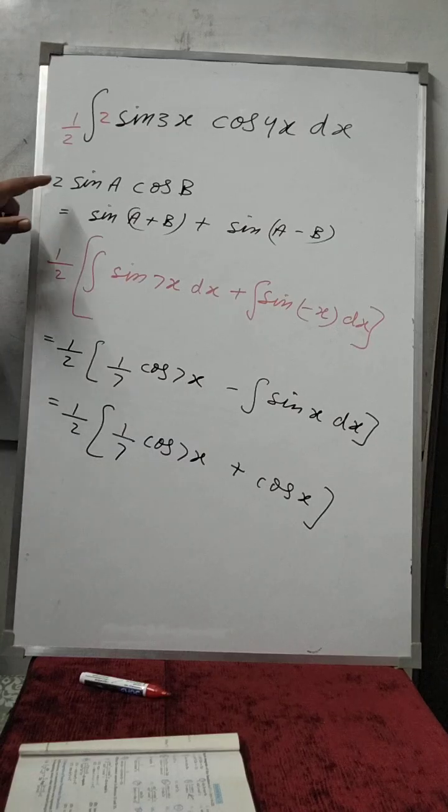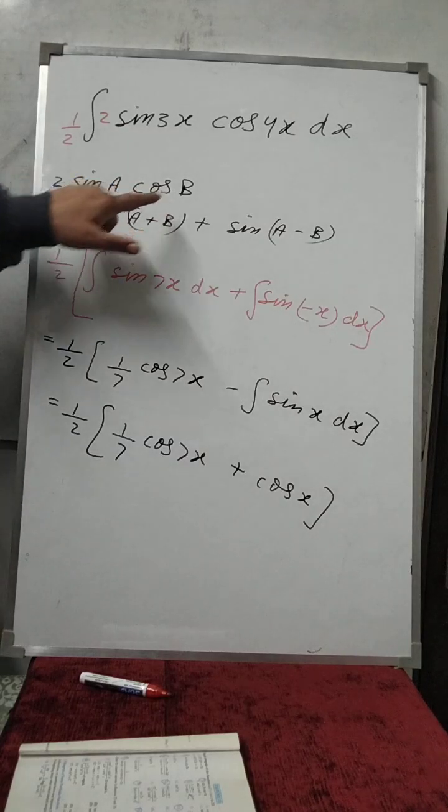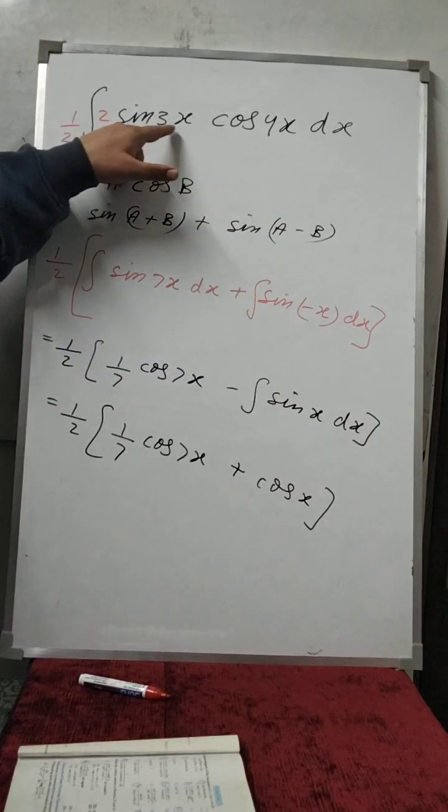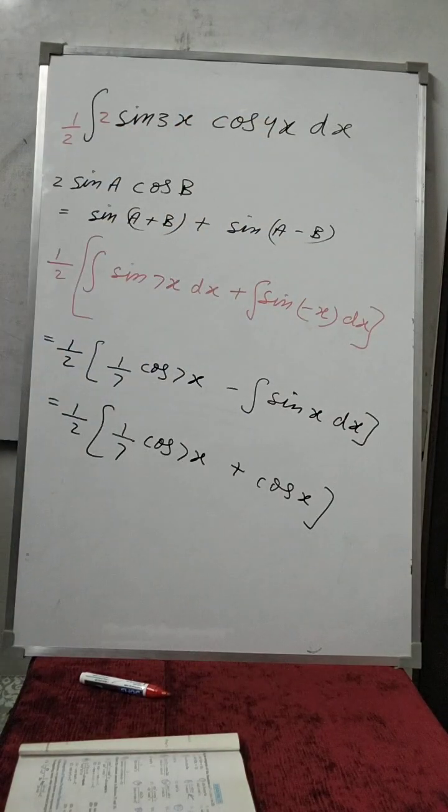So we have applied the formula 2 sin A cos B equals sin(A plus B) plus sin(A minus B), where A is 3x and B is 4x. Applying this formula, we have solved this question. I believe it was an easy question. It was an NCERT question. It was not a tough question. Okay, so let us move to the next question.